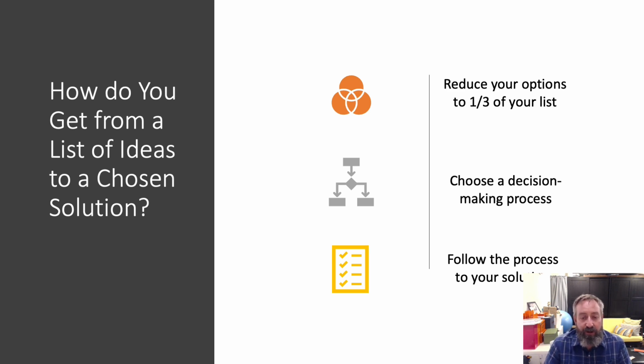Next, you're going to want to choose a decision-making process. There are many good processes out there, but we're going to talk about one called the hexagon tool in a second. Once you've done that, you want to follow the process to your chosen solution and then stick with the decision that process provides you with.